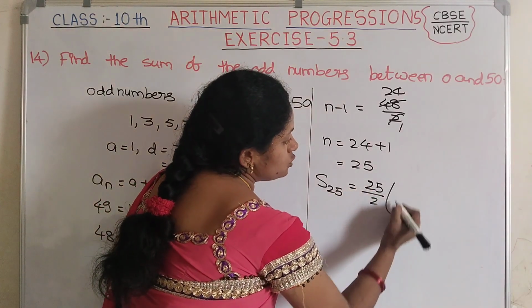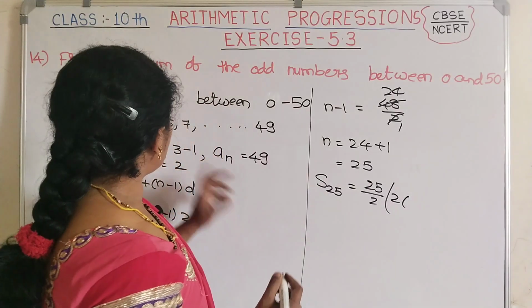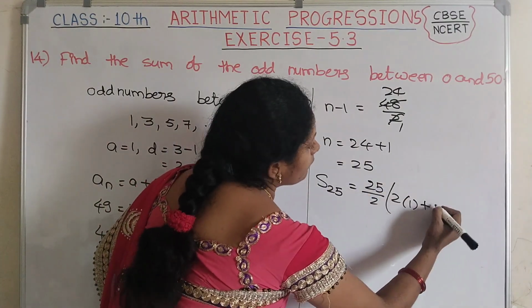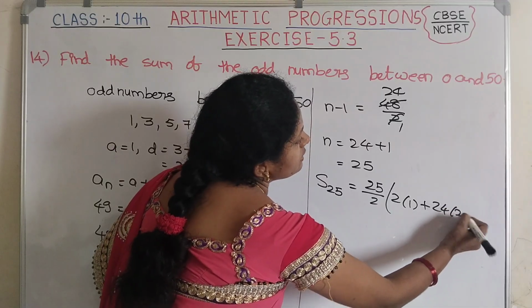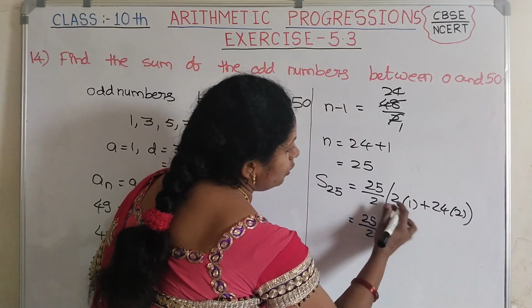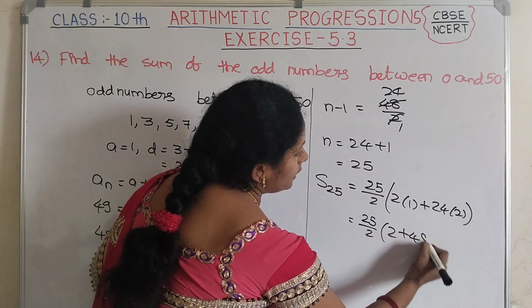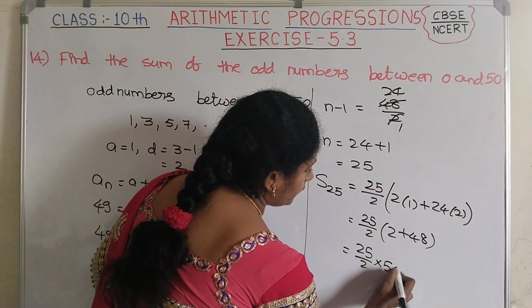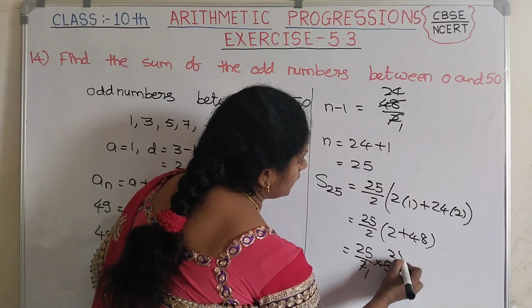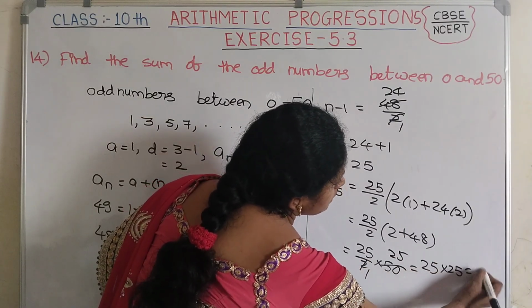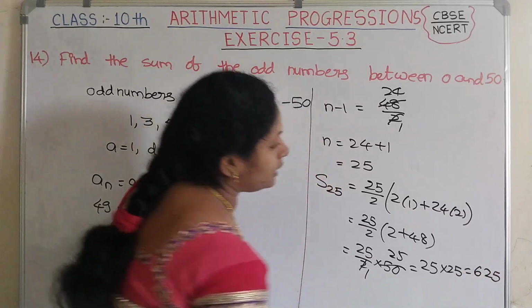25 by 2 into 2a. A is how much? 1. Plus 1 less we have to take, 24 into d value, which is 2. 25 by 2 into 2 plus 48. How much? 25 by 2 into 50. 2 1s are 2, 2 25s are 50, 25 into 25, which equals 625.